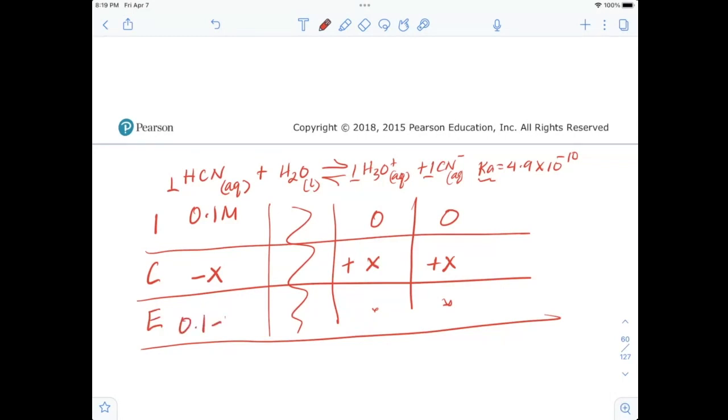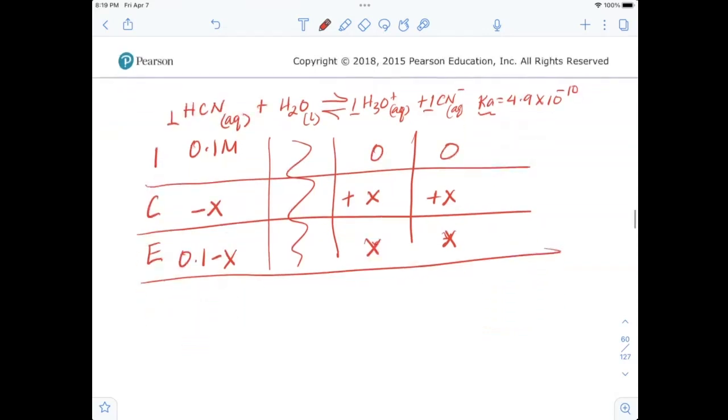So we have 0.1 minus X. We got X here, we got X here. These are placeholders. Once we solve for X, we'll come back, plug it in here, and then figure out what is what. Okay, now we're going to write our Ka expression.